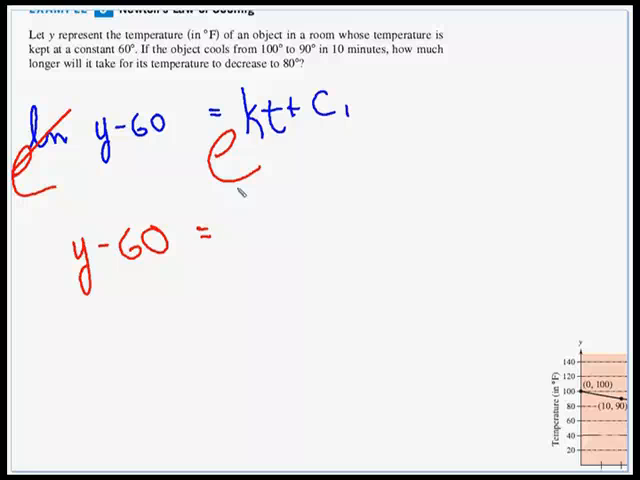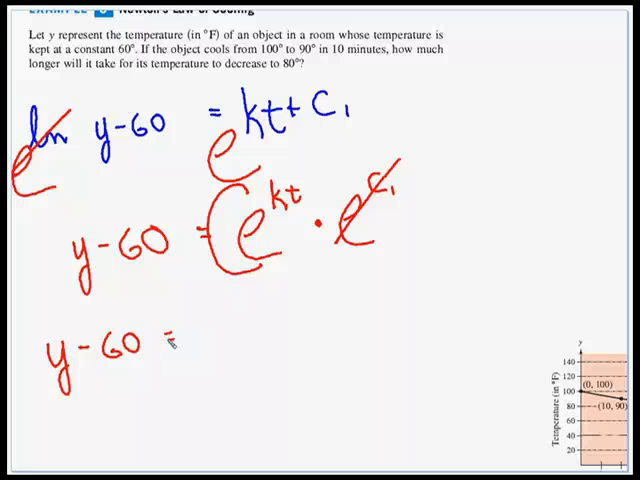And on this side, let's even break this up. We have an exponential that's added together. Remember, when we multiply like bases, we add exponents, so we can separate this into e to the kt power times e to the c sub 1 power. And remember, e to the c sub 1, e is just a number, c is just an arbitrary constant, so e raised to some arbitrary constant will become an arbitrary constant, c. So y minus 60 is equal to c to the e raised to the kt power.